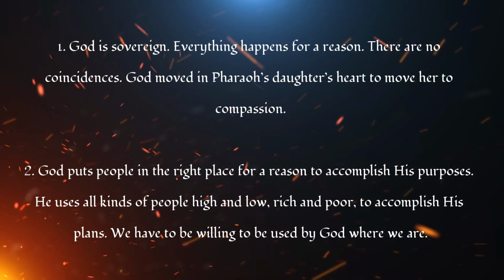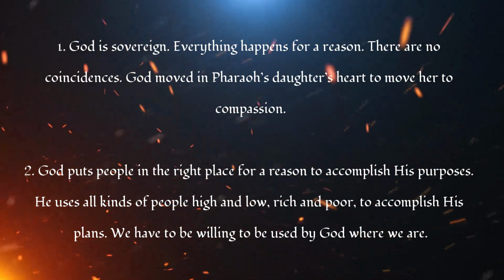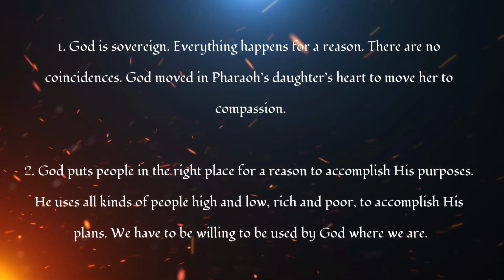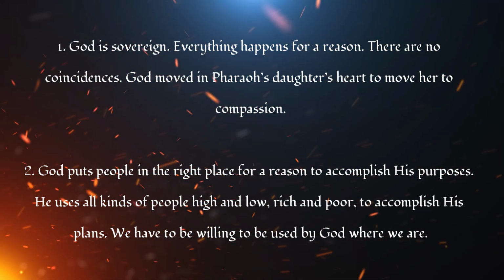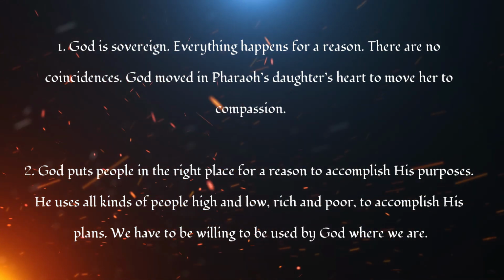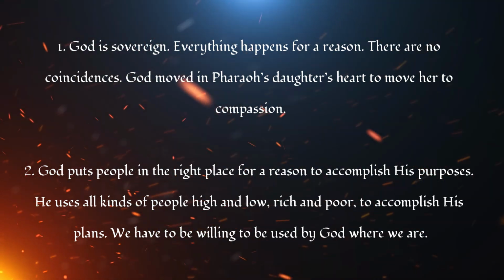1. God is sovereign. Everything happens for a reason. There are no coincidences. God moved in Pharaoh's daughter's heart to move her to compassion. 2. God puts people in the right place for a reason to accomplish his purposes. He uses all kinds of people, high and low, rich and poor, to accomplish his plans.